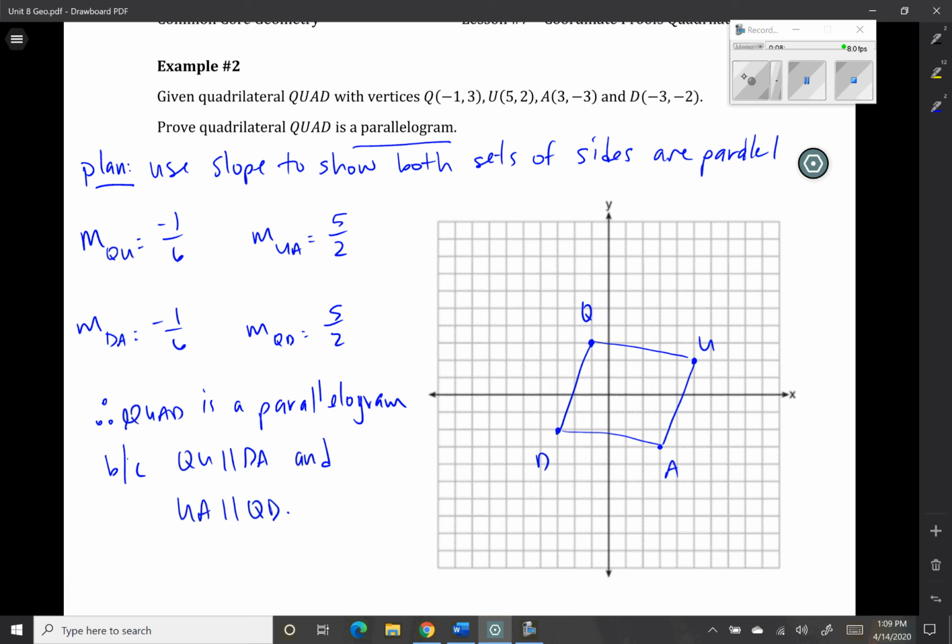Now, this is not the only way of proving this. You could have proven that the opposite sides were congruent and found 4 distances. You could have drawn in the diagonals and seen that they intersect at the same place because they bisect each other, right? So if you drew in the diagonals, they bisect at that same midpoint. All of those are good methods, but I think slope is the easiest one. So I'm always going to use slope whenever I can because you're just counting boxes.